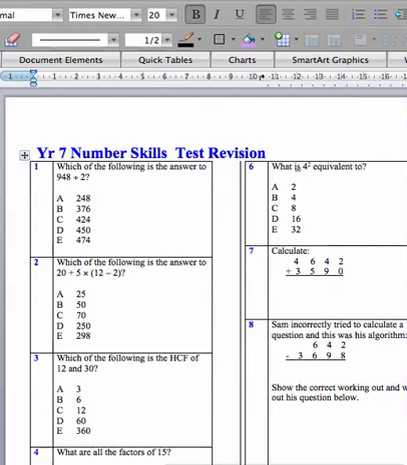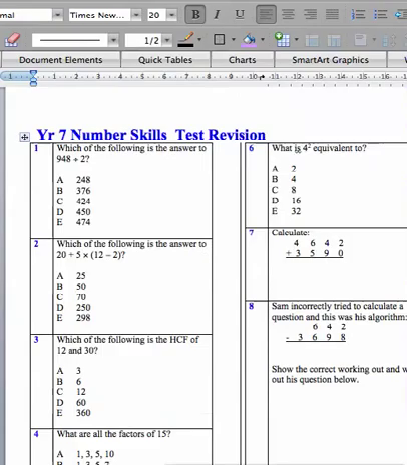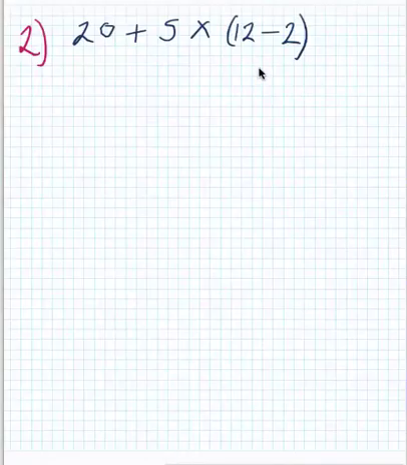Hi, this session is on our number skills test revision. Now, I won't be going through every single question because a lot of them you can actually check on your calculator, for example, but I'll pick some that you may have found tricky and that we need to cover. So I'll be going with certain questions.